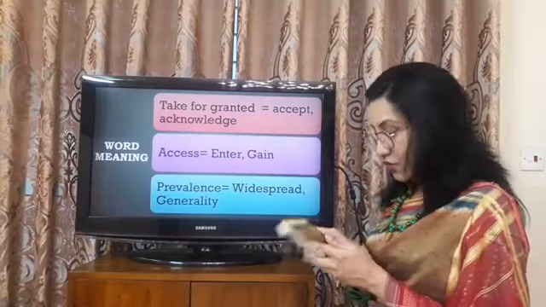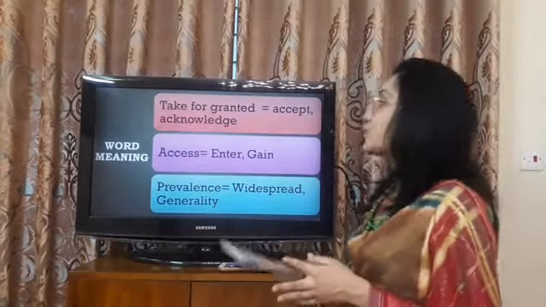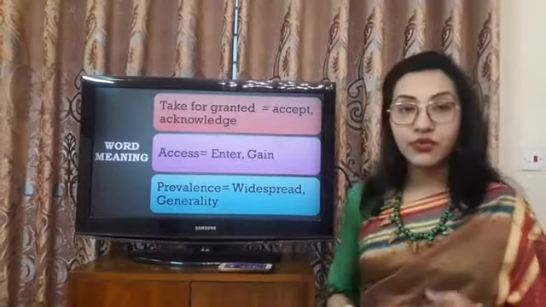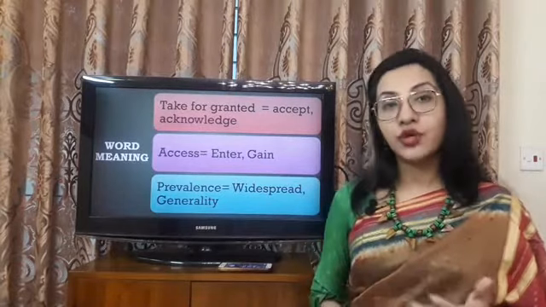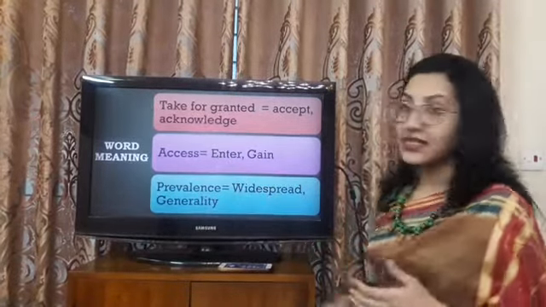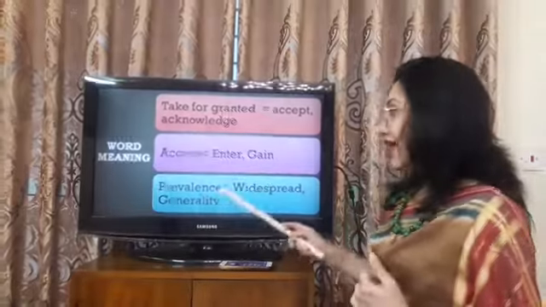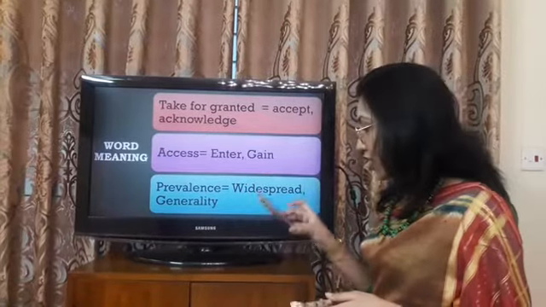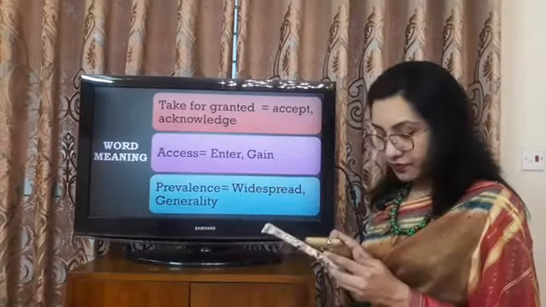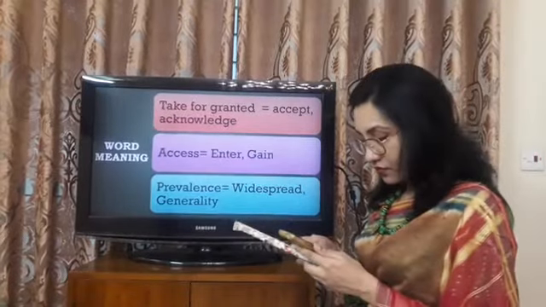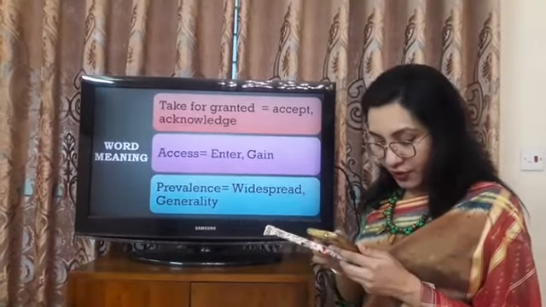So we have got 3 words here. Take for granted. What is the meaning of take for granted? Accept or acknowledge. Access, enter or gain. And prevalence, widespread or generality.